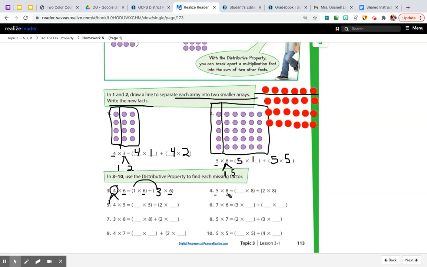So I only can split one factor. That means one of them is going to stay the same. 8 is the same here, here, here. They all represent those columns, right? The amount in each group. So the person who made this problem split that 5.